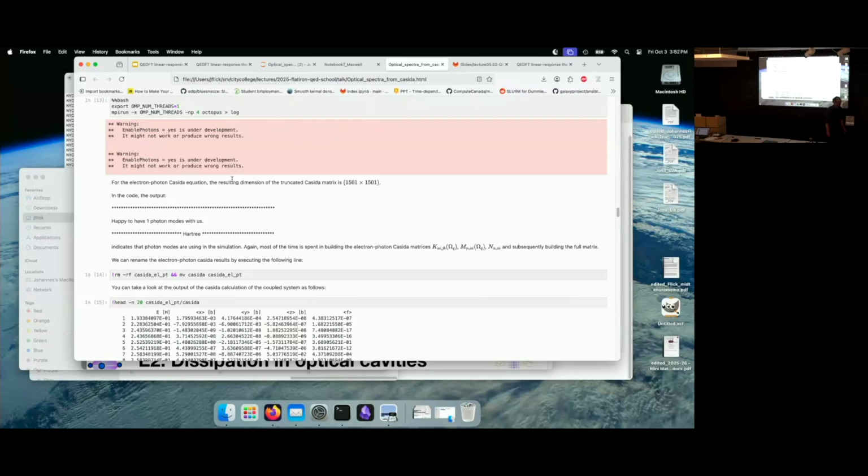Okay, so that was what I noted here. Any other questions about specifically the single mode coupling? Okay, there was one more question. So that's also a good one.